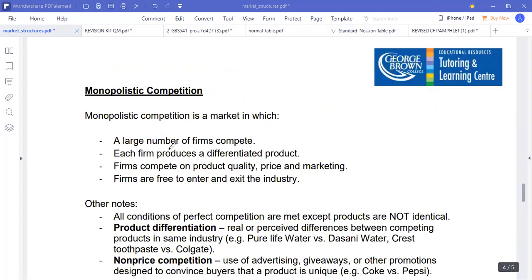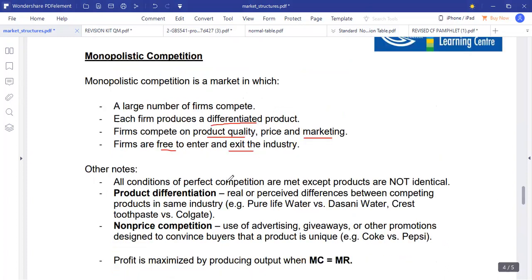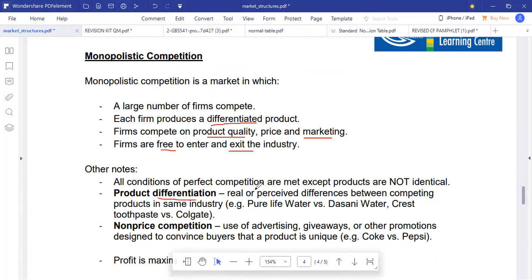In monopolistic market structure, there are several firms. Trade Kings is one of them, or restaurants. These ones differentiate their products. They undertake a lot of marketing and product differentiation. They are free to enter and exit the market. So product differentiation exists where products of the same industry want to make their own signature.